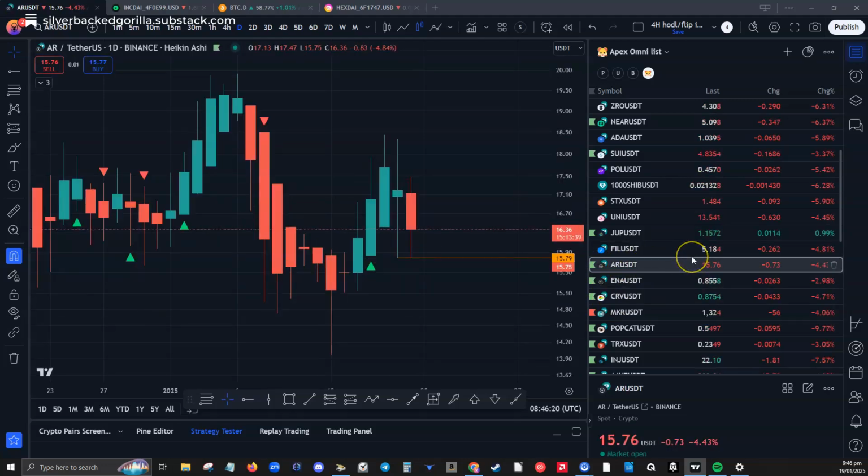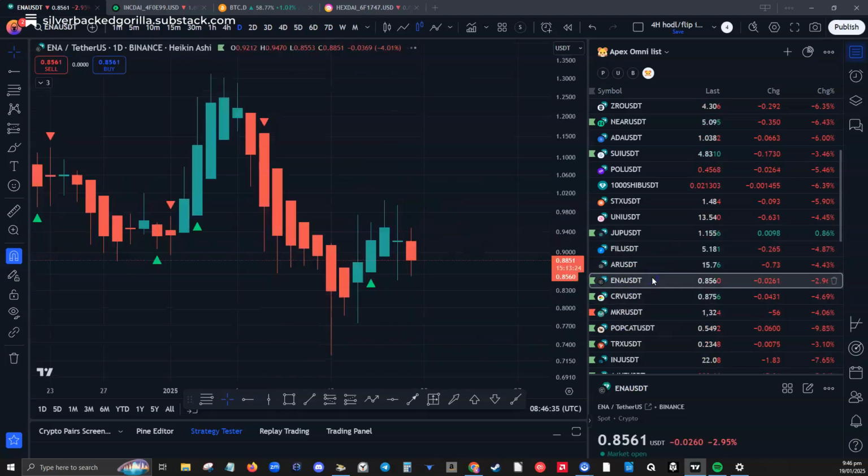AR, we've been stopped out of that. So if you're in it, get out of it. Don't just move your stop up. Just exit. Like AR, get out. We might be looking short on that again tomorrow because it's come down so much. ENA, we're still long on that, and the stop loss level is 84 cents, 84.82 cents. Staying long with our stop loss at that level.